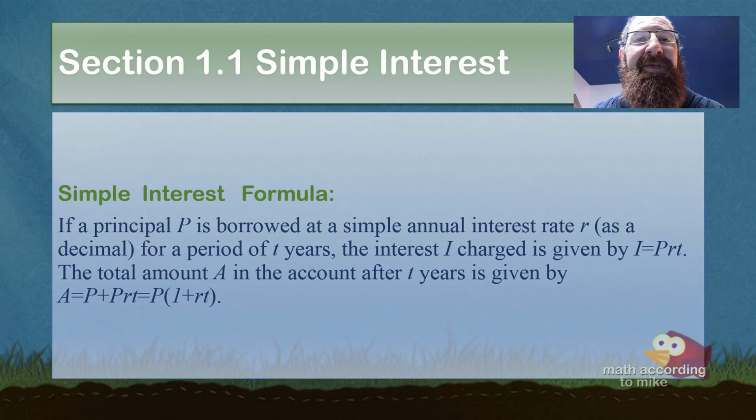So, again, please note the difference. If you just want the interest, you use I equals Prt. If you want the total amount, you use A equals P times the quantity, 1 plus rt.